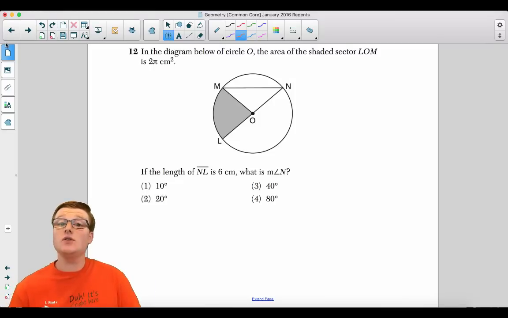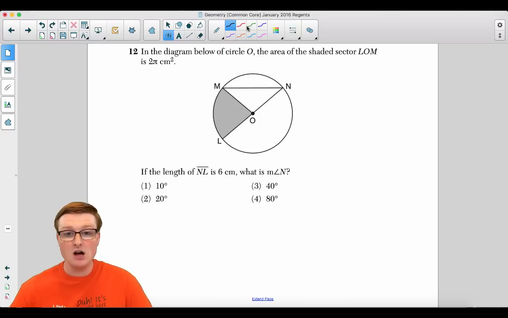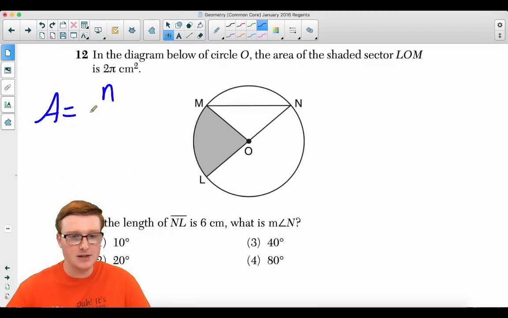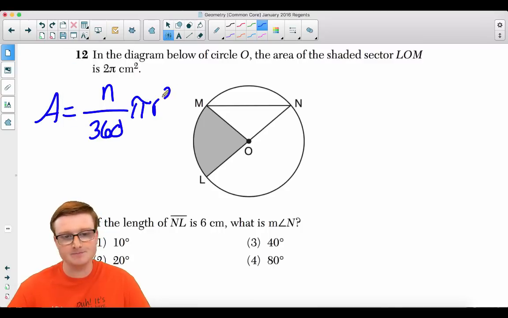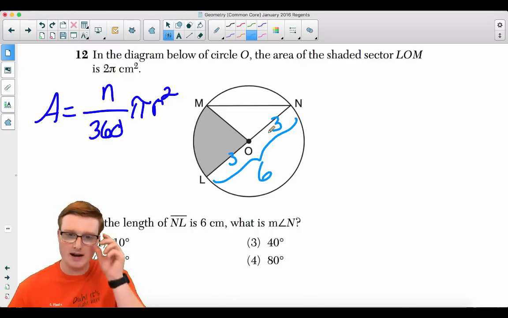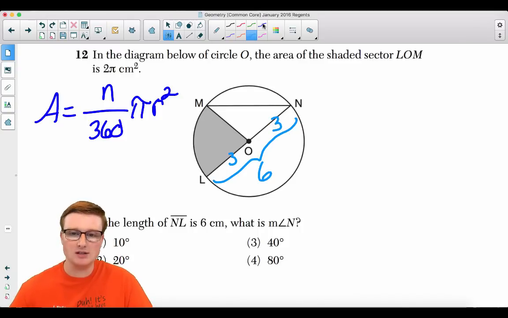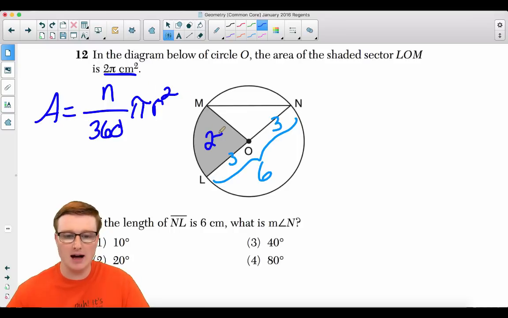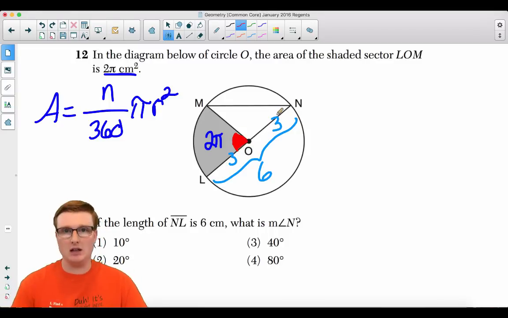Well, we need to know the area of a sector formula. So the area of a sector is n over 360 times pi r squared. Now, they told us that the length of NL is 6. Well, the radius is 3, because the radius is 1/2 of its diameter. They already told us the area of the shaded sector, which is 2 pi. Here's your goal. This is what we're missing, that red angle. We need to find that red angle right there to determine the measure of angle N.